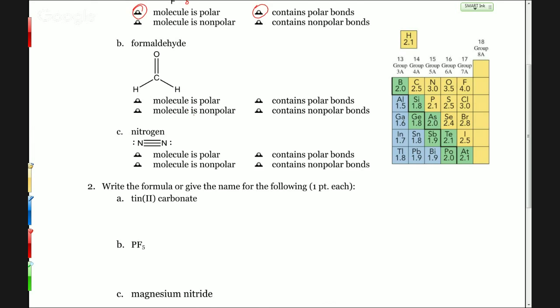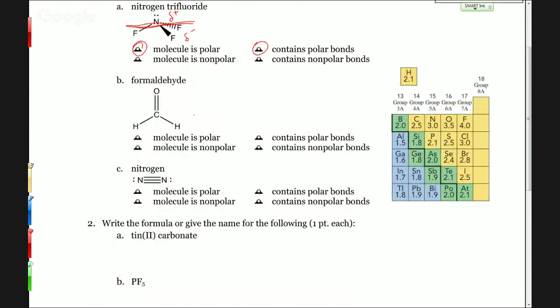All right, good. What about this next molecule, formaldehyde? Would you say there's polar bonds there? Non-polar? Non-polar? This one actually has both. The carbon-hydrogen bonds are non-polar, but the carbon-oxygen bond is polar.